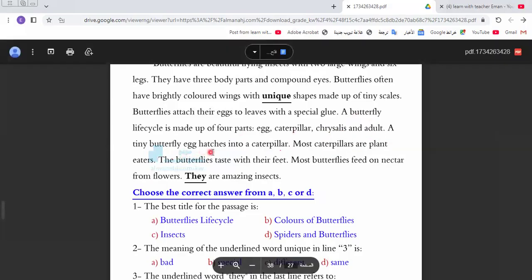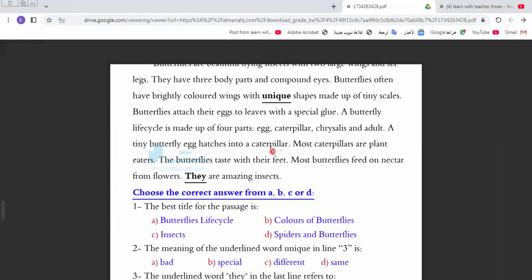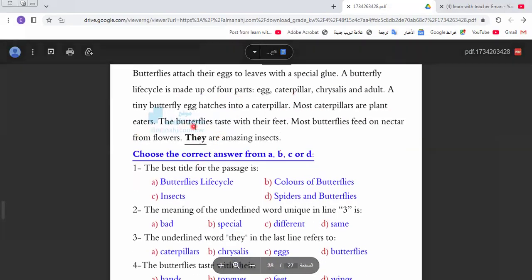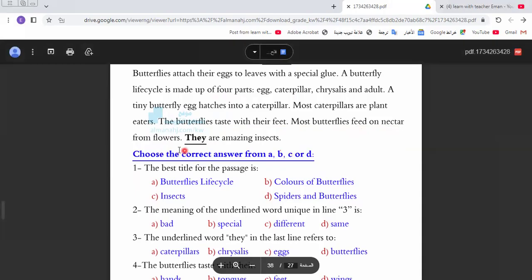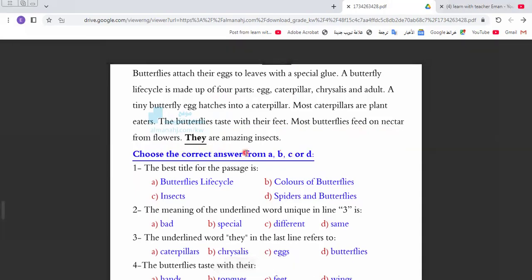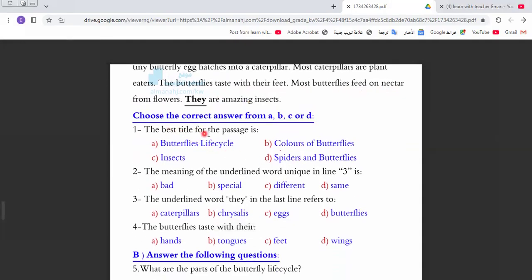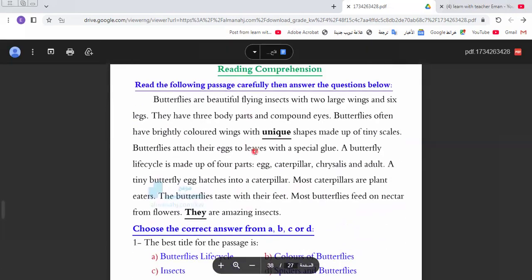A tiny butterfly egg hatches into a caterpillar. Most caterpillars are plant eaters. The butterflies taste with their feet. Most butterflies feed on nectar from flowers. They are amazing insects. Here we say the best title of this passage will be, without thinking, Butterflies.